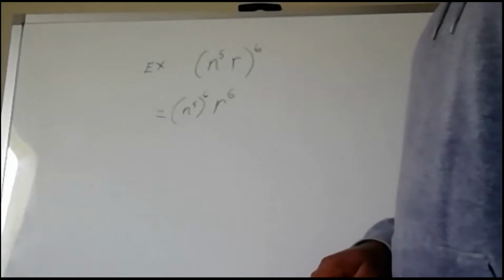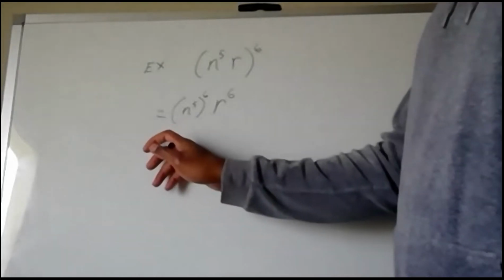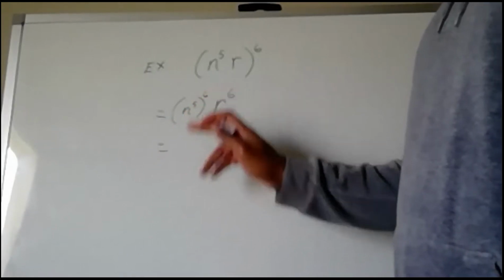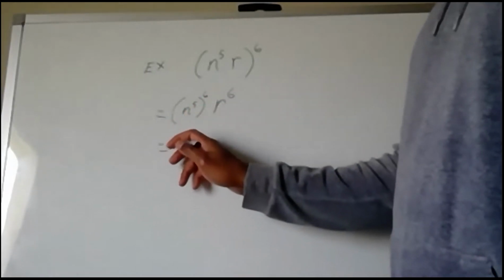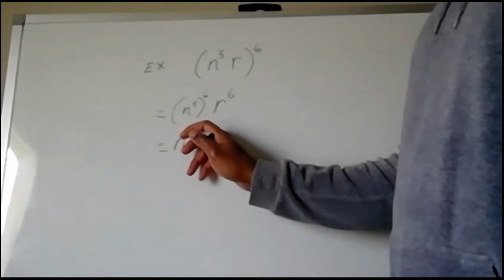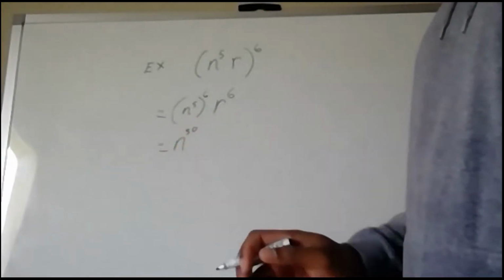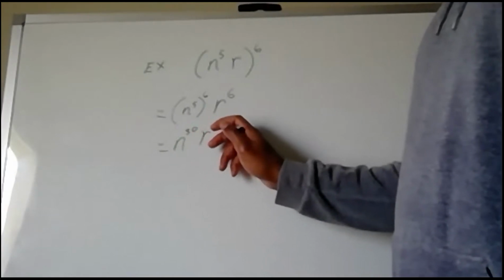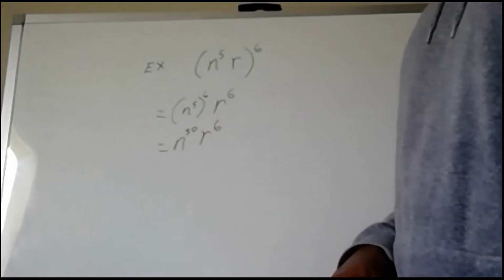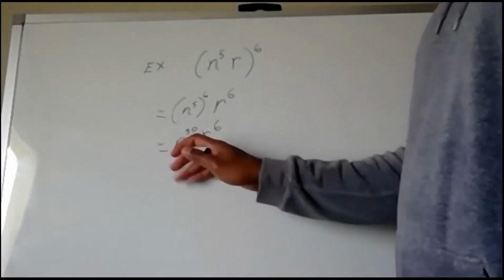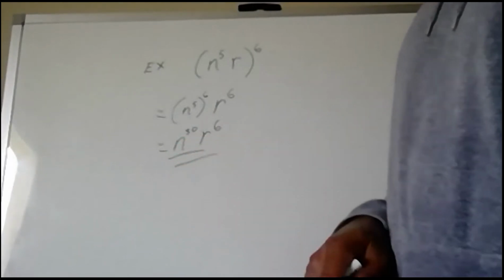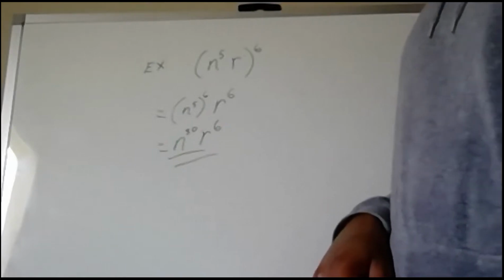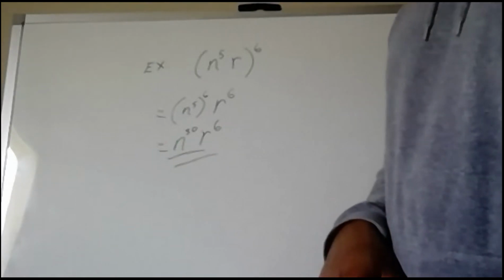And so this is going to be 5 times 6, which is 30, so this is going to be n to the power of 30. And here we just have r to the power 6. And so this is your final answer: n to the 30th times r to the 6th.